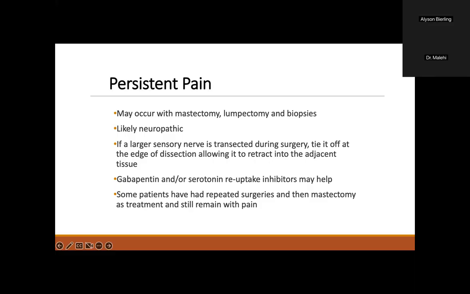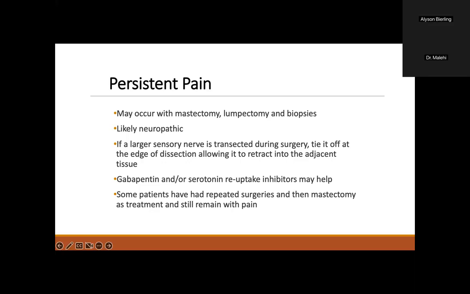Persistent pain may occur with mastectomy. It can occur with lumpectomy. It can occur with open surgical biopsies. I've even seen it occur in women who had core needle biopsies, and they get persistent pain. It's likely neuropathic. It's from a subcutaneous nerve that was damaged or cut, and then develops either a neuroma on it or just continues to be inflamed and send a signal.